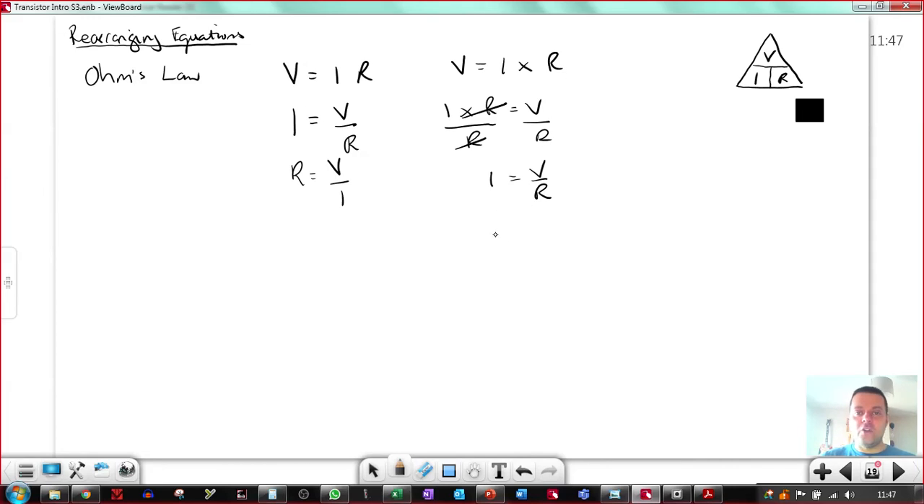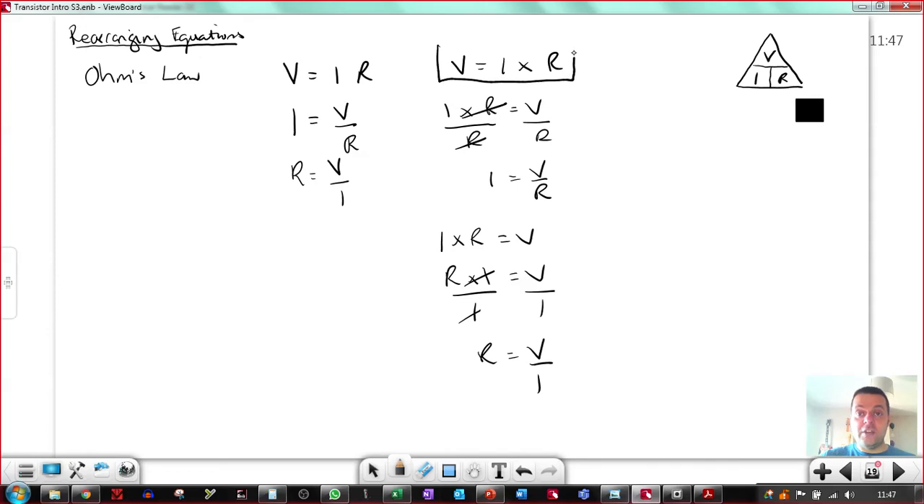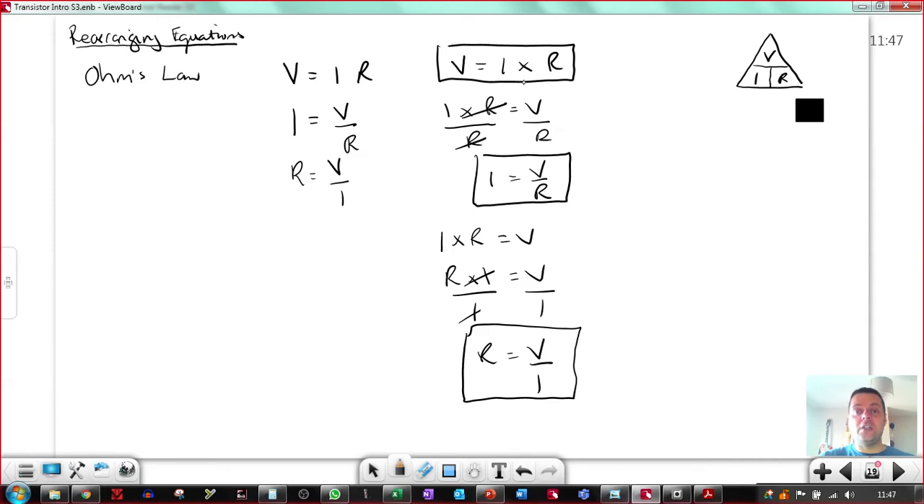And then the same works for R. Again, move them over, so it fits the same pattern as the one before, and then divide both sides by I. They two cancel out, and that leaves you with R equals V over I. So you can see those are our three forms of Ohm's law. That's Ohm's law rearranged. That's how to rearrange it. You can use a triangle, or you can use the rules of mathematical precedence and interaction in order to rearrange it.